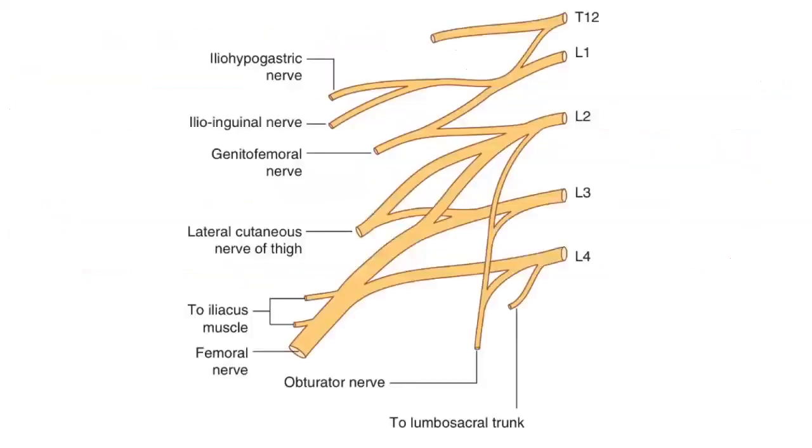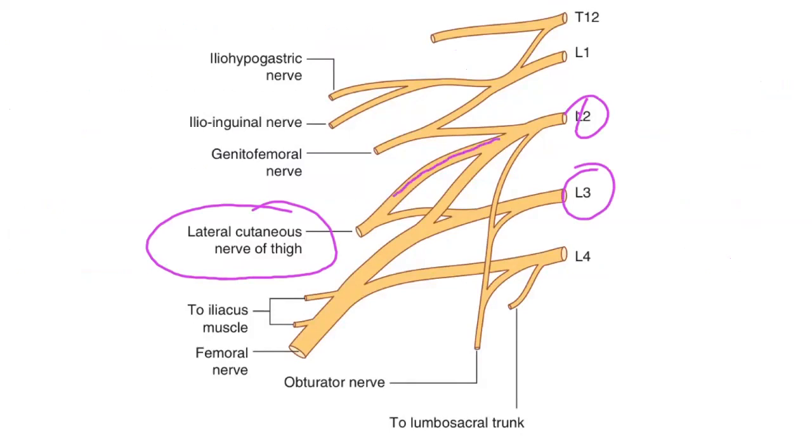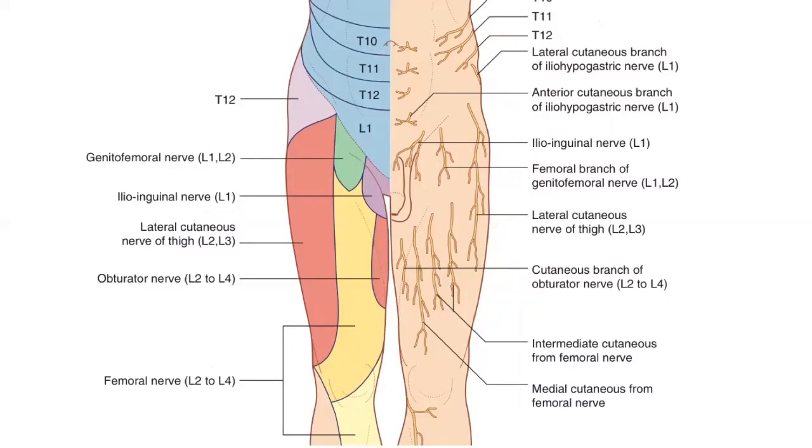Okay, you see, this is the lateral cutaneous nerve of the thigh. Okay, from L1 to L2, L3. See, L2 and L3. Okay, right. So this lateral cutaneous nerve of the thigh supplies the cutaneous part of the upper and lateral thigh, right? So this is the distribution. This is its distribution, right?